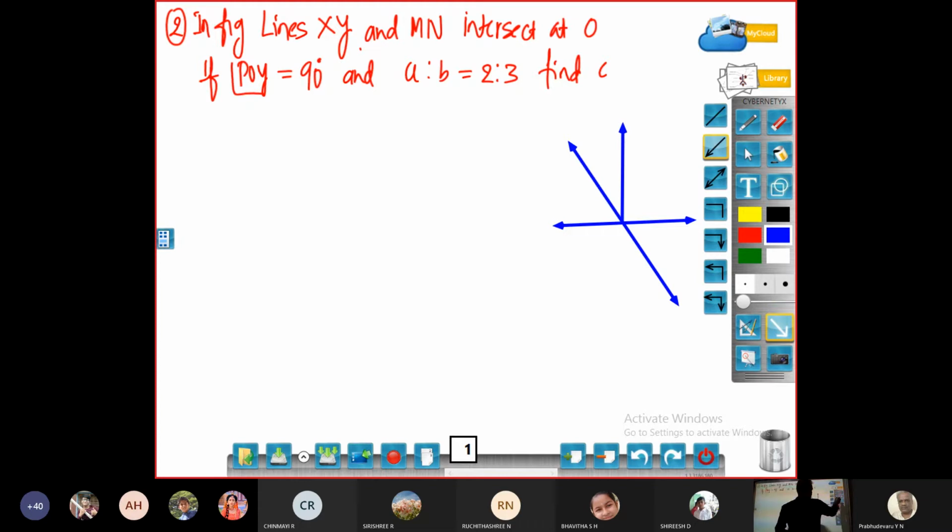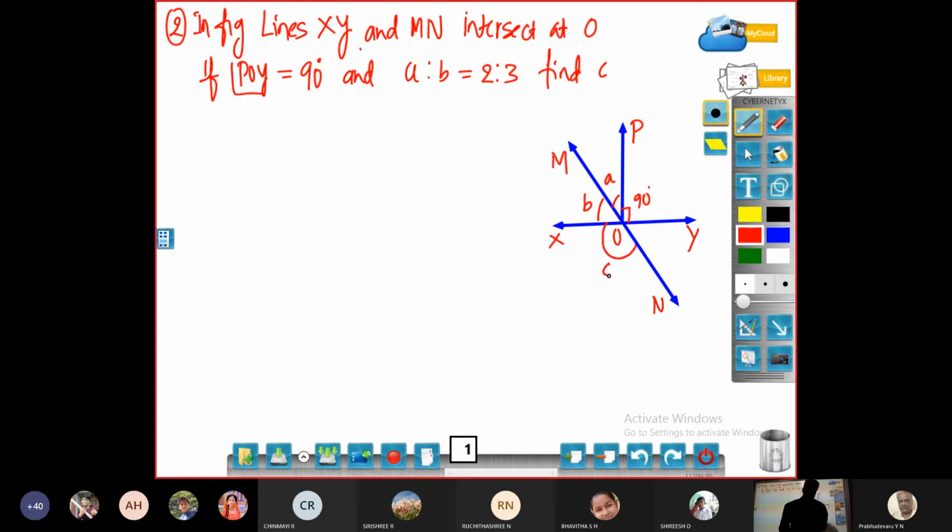Let us mention the angles that are given here. This is M and this is N. This is X, this is Y and P and point O. This is making an angle and it is 90 degrees. So this small angle here is B and this is A. We need to find the angle C. So this is the data that they have given in this question.